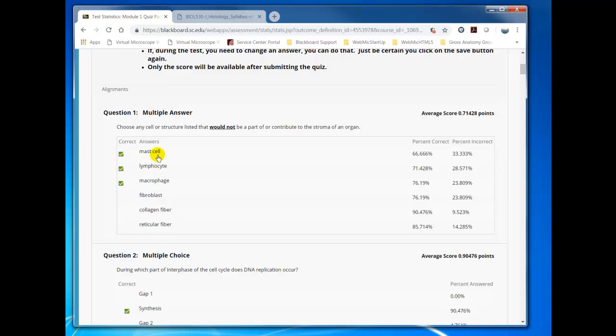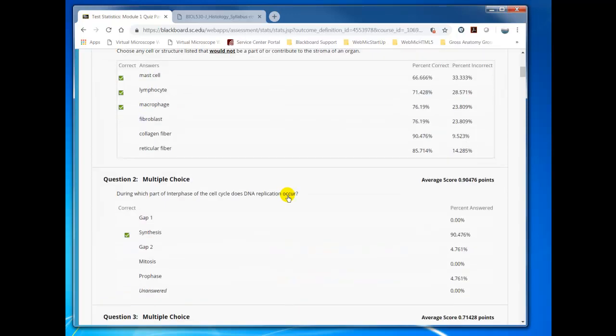So a mast cell is a functional cell, a parenchymal cell. A lymphocyte, the same thing, and a macrophage, the same thing. But a fibroblast contributes to the stroma of an organ, so therefore it makes collagen fibers and elastic fibers, and of course collagen fibers and reticular fibers. Now of course, some of you got this question incorrect, and so I just hope that helps point out some important things.